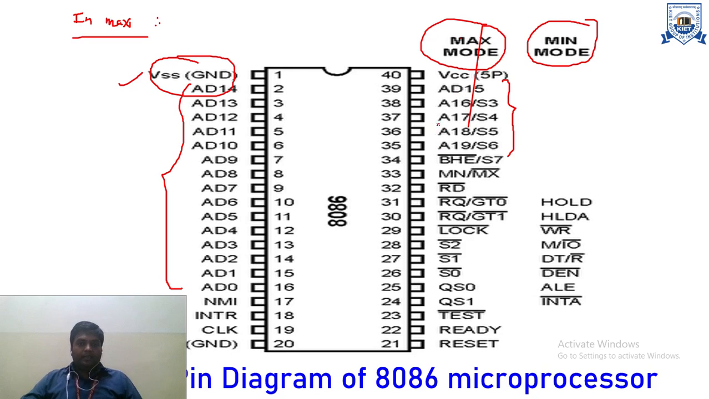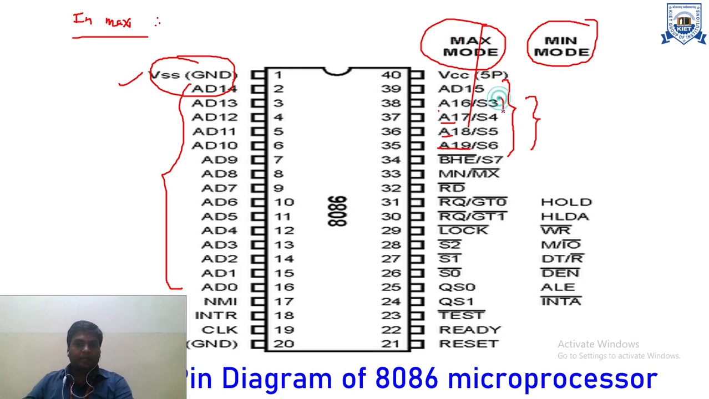Now we have the remaining 4 pins, that is A16, A17, A18 and A19, which are multiplexed with status signals, that is S3, S4, S5 and S6. That means it actually contains the address information A16 to A19, or it will be considered as status information. Now we will focus on the meaning of this status information.